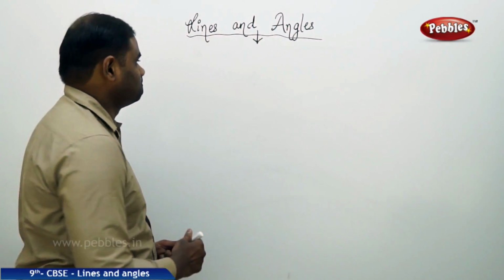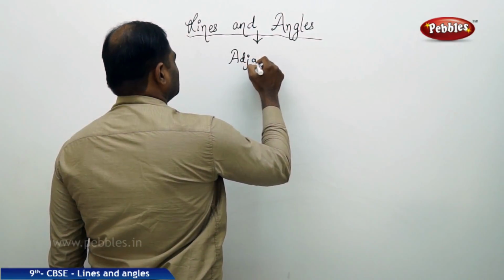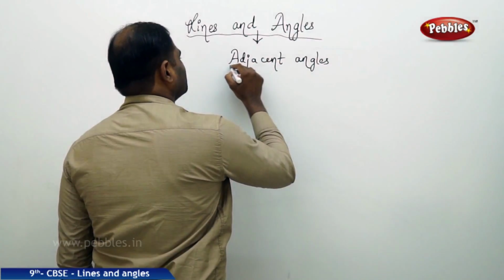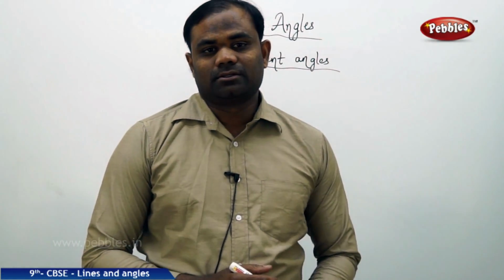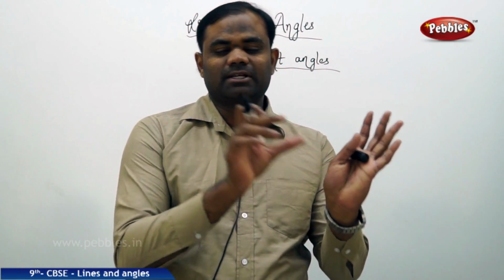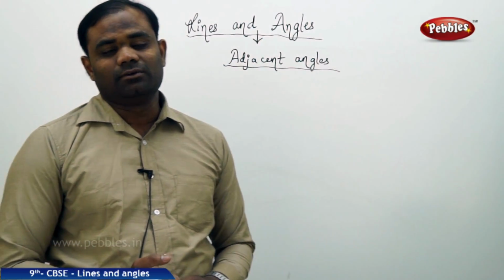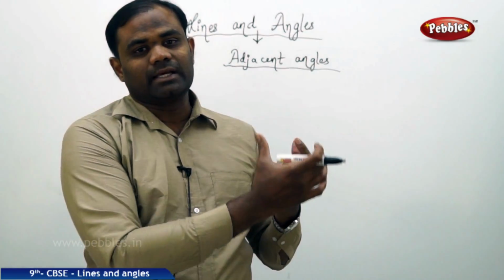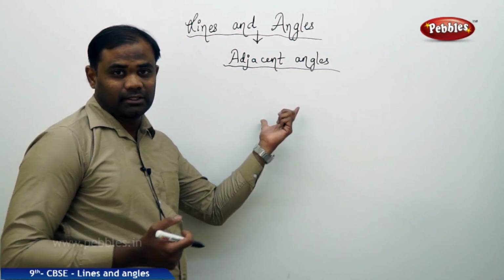For example, initially I have adjacent angles. What are adjacent angles? The word adjacent means the one beside the other. Therefore, when we take two angles, the rule is that the two angles are said to be adjacent when one is exactly beside the other. For example, let's take an example case.